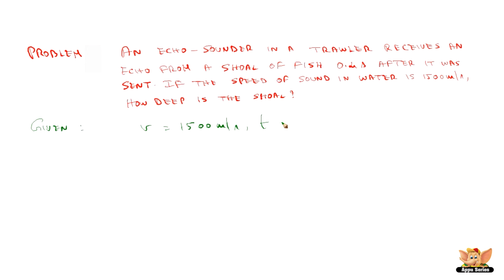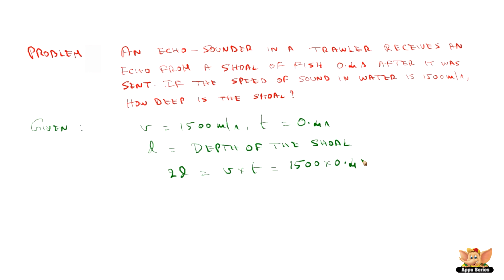So it's a round-trip signal. The time is 0.4 seconds. Since it deals with the echo, the distance is twice. So if I consider d as the depth of the shoal, then 2d is equal to v into t, which is 1500 into 0.4, which is nothing but 600 meters. So d is 600 by 2, which is 300. So the depth of the shoal is 300 meters.